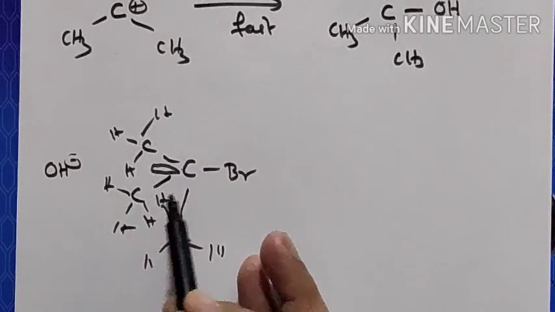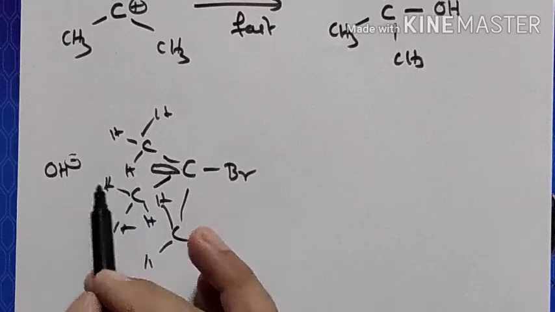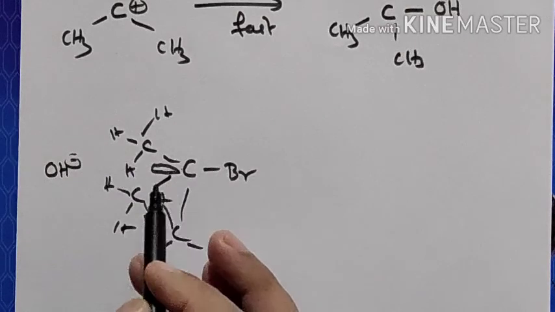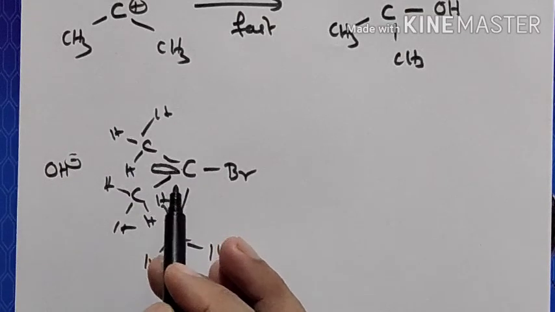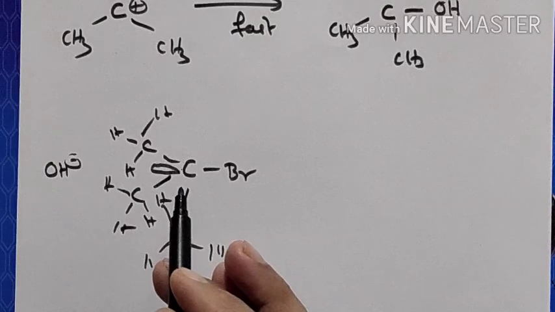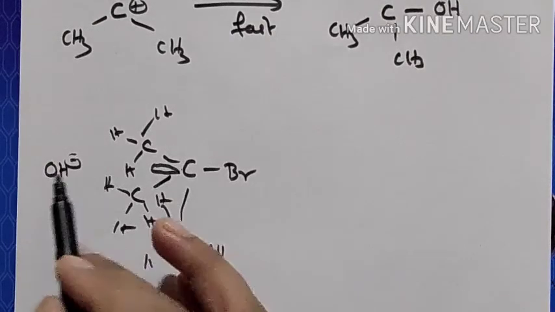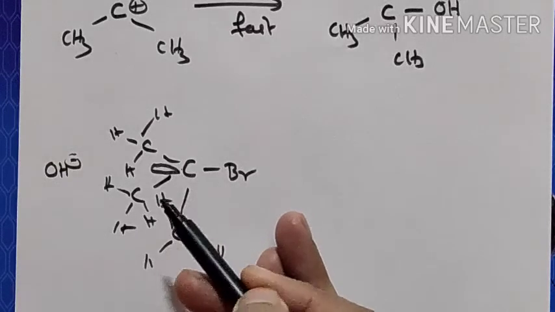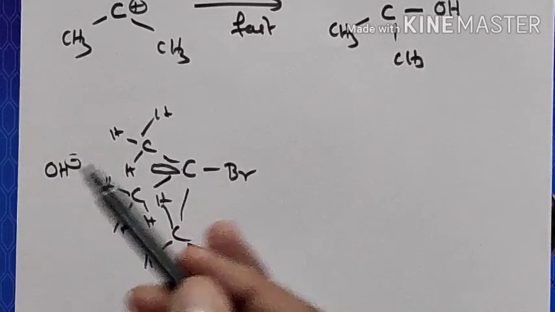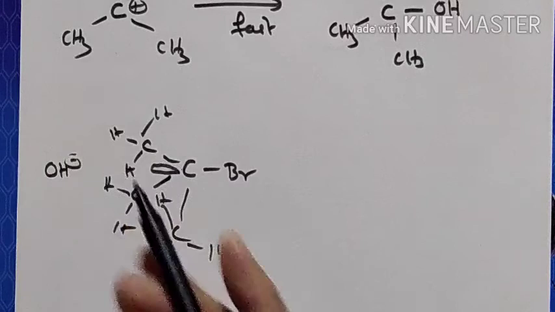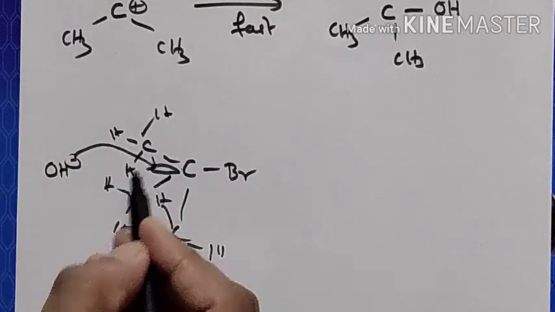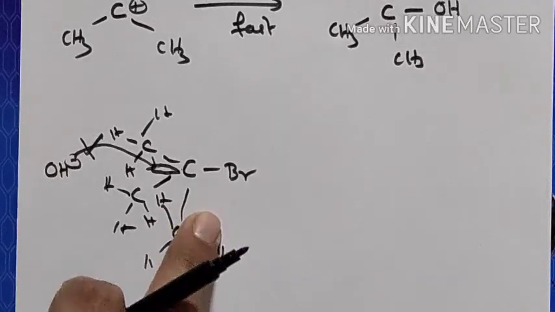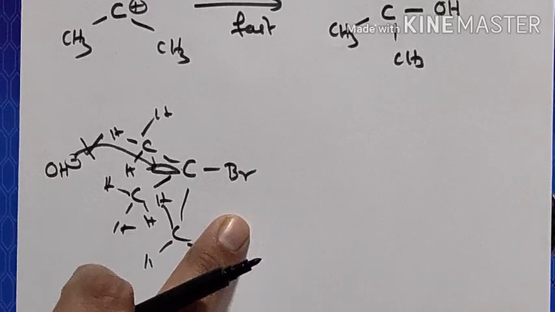Because there's a huge amount of crowding, OH minus can't come closer to this orbital of carbon. Since it can't come closer, it is not able to put its electron into the anti-bonding orbital of this. So since it is not possible, this process is not going to take place.